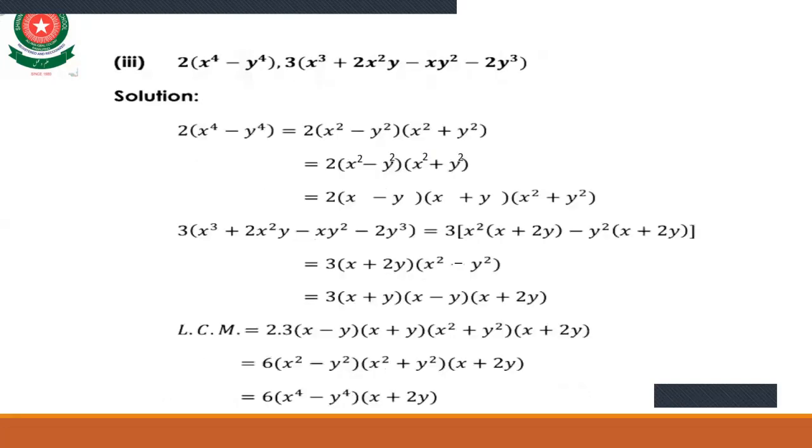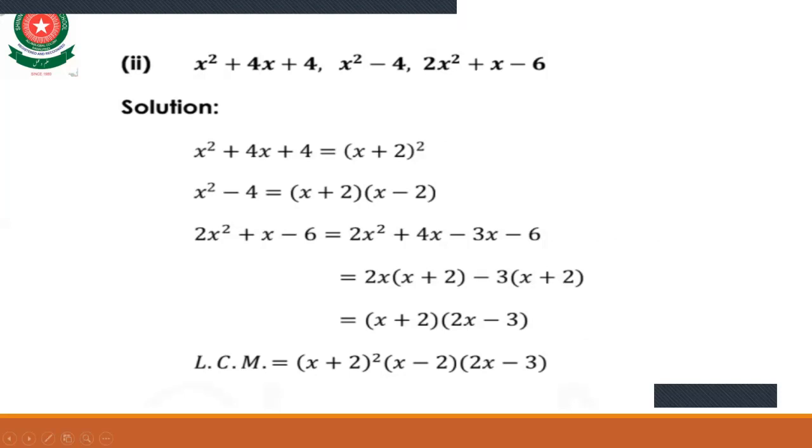The LCM is x plus 2 whole square. All the remaining factors are x minus 2 and 2x minus 3. That is our LCM of the given question.